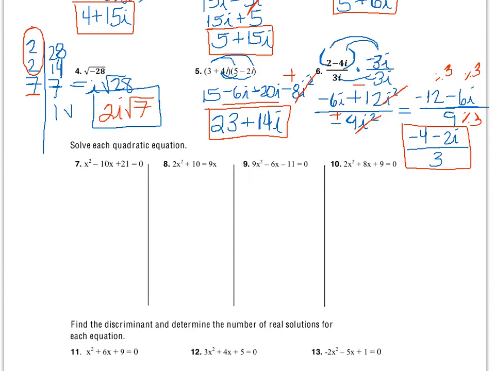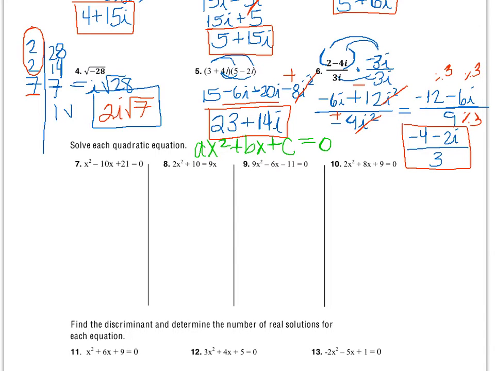Now let's look at problems 7 through 10. The directions here say solve each quadratic equation. In order to solve each of 7 through 10, we first need to make sure that they're in standard form. Standard form is ax squared plus bx plus c. It needs to be equal to 0. So if it's not equal to 0, then whatever is on the right side, we need to move to the left side. You want your standard form from the highest exponent to the lowest, and then set equal to 0.